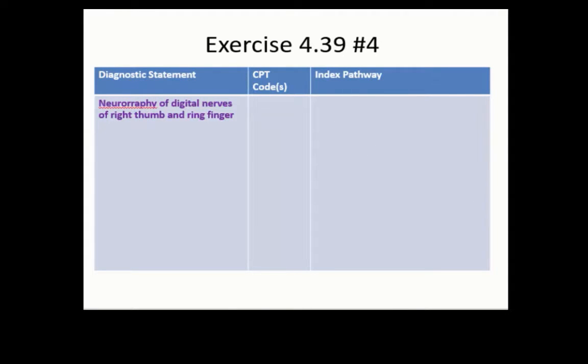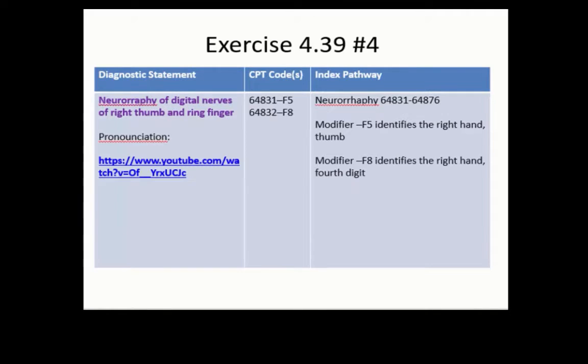And here is an exercise that has to do with the neurorrhaphy of the digital nerves, right thumb, ring finger. So we know we're going to have modifiers. And there are the modifiers identifying the right hand thumb and the right hand fourth digit. And I have a YouTube link here to the pronunciation of neurorrhaphy. If you forget how to say that, there's this YouTube account is Emma Says, Emma, like my granddaughter, emmasays.com, and she pronounces these words. So it's very interesting, and I use it quite a bit to know how to say medical words.